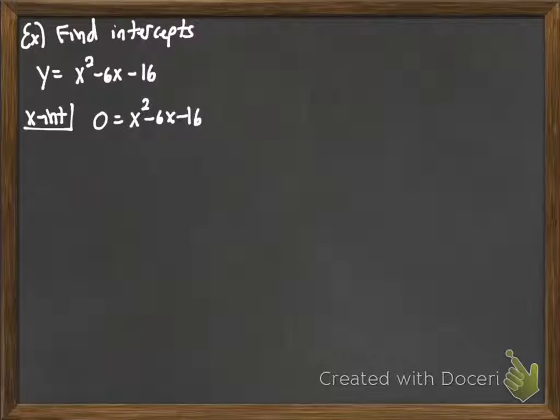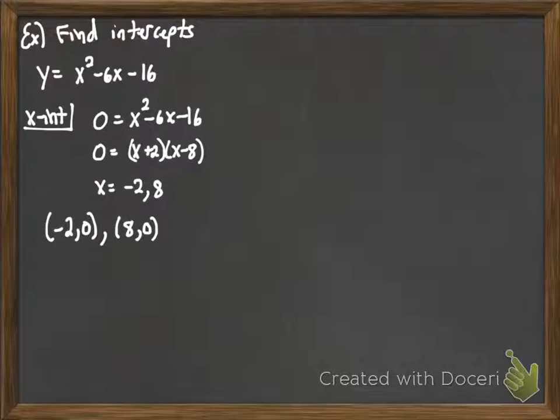We need to go through by factoring. So we factor as x plus 2, x minus 8. And then by our zero factor property, one of those two factors would be 0. So we go through that process and we find out that x is negative 2 or x is 8. And then last thing we want to do is write down our intercepts as points. So we'd have the point negative 2, 0 and the point 8, 0.